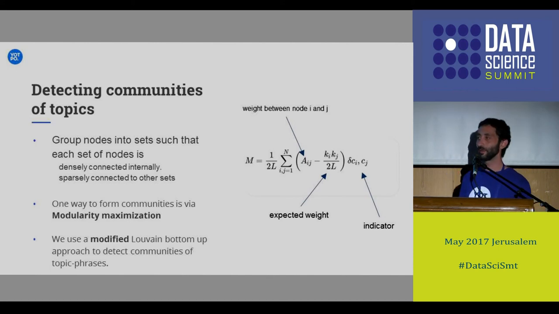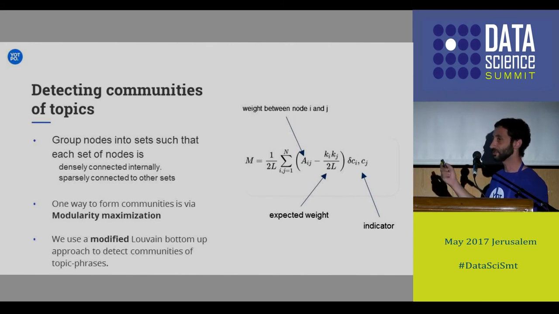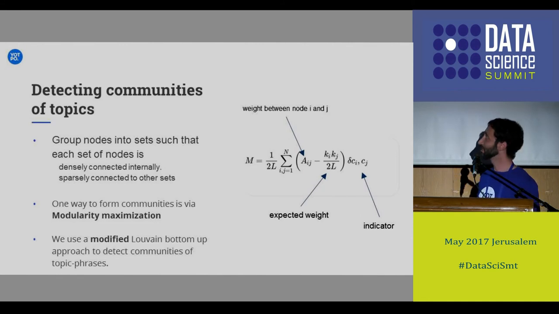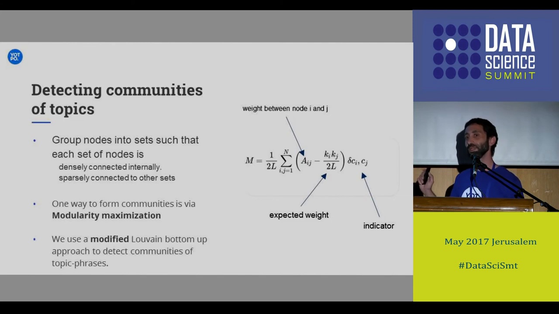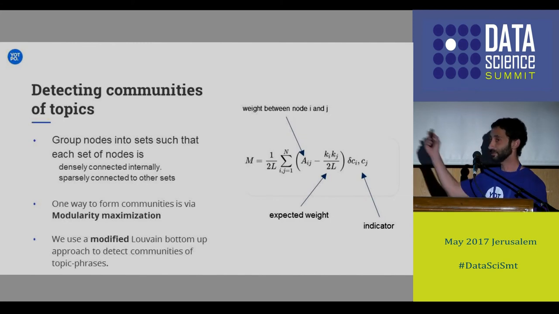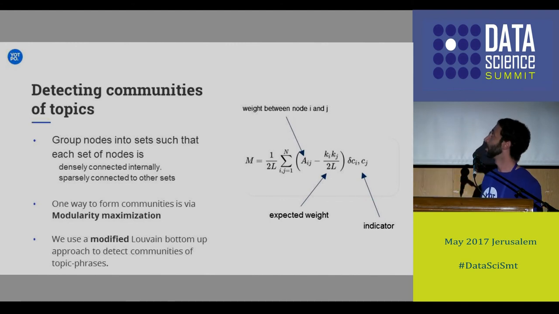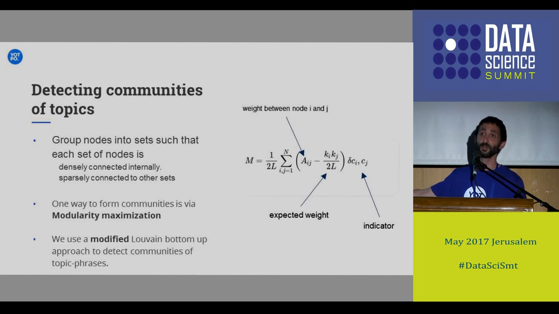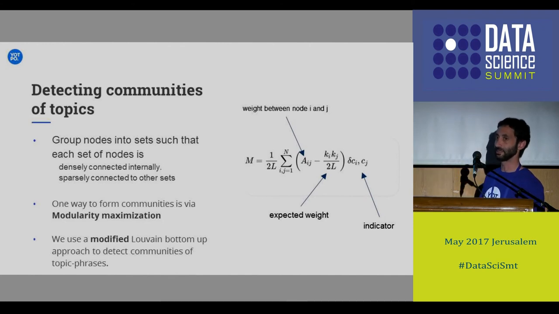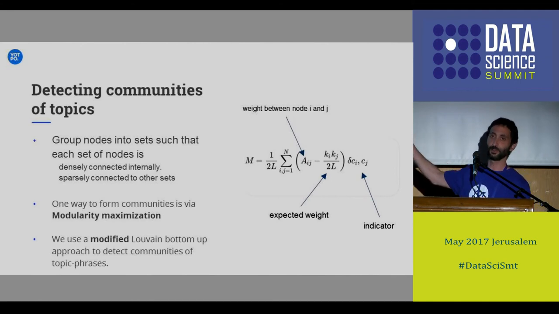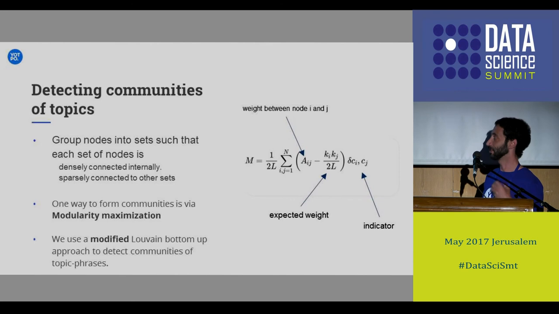We have Aij, the weight we just calculated between node i and node j, phrase i and phrase j. Then we subtract a term, which is the expected weight if these two phrases were independent of each other. The bigger the difference here, the better we are. Finally, we have a delta function, which indicates if node i and node j reside inside the same community. If they do, it takes the value 1, otherwise 0. Obviously, we'd like to maximize this score. Though it's pretty computationally hard to do.